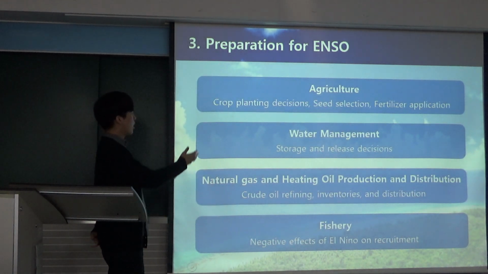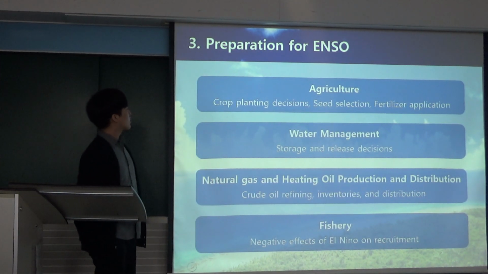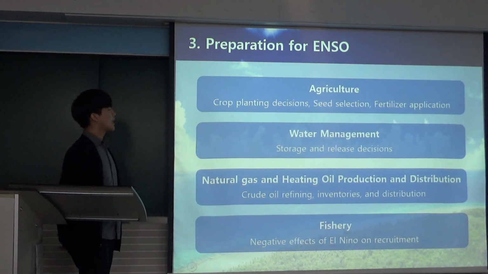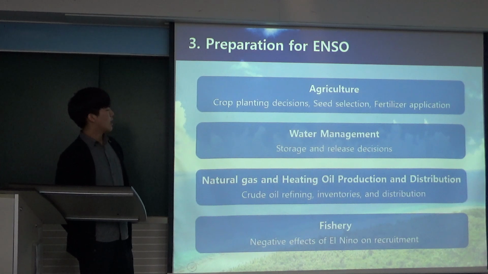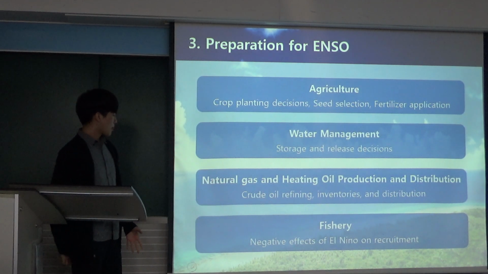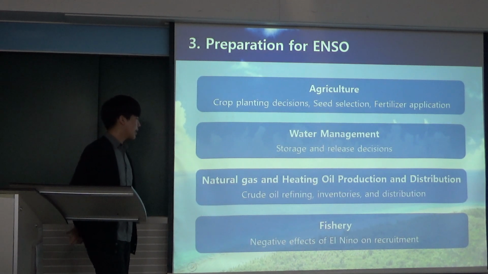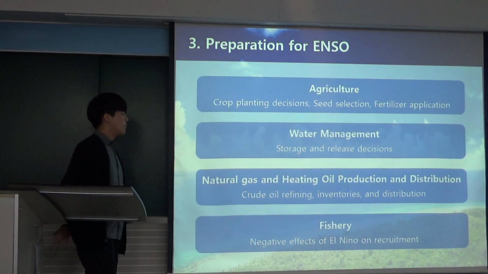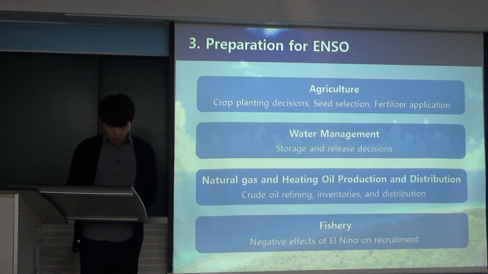First, agriculture: adjusting crop planting decisions, seed selection, fertilizer application, and water management. Next, energy: changing storage and release decisions, and natural gas and heating oil production and distribution. Change crude oil refining, inventories, and distribution.